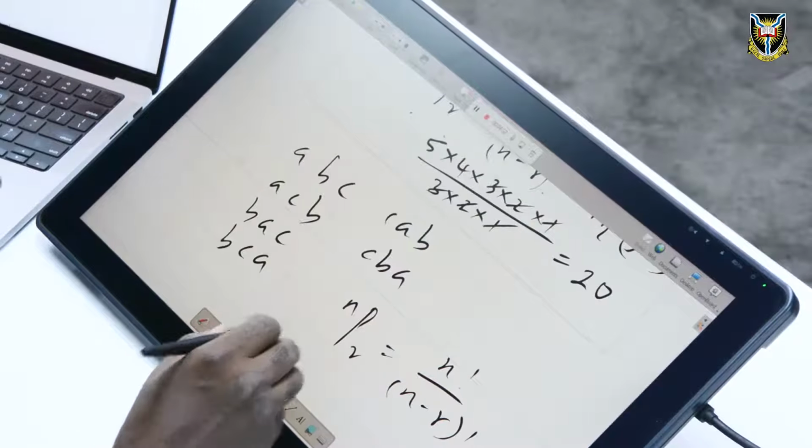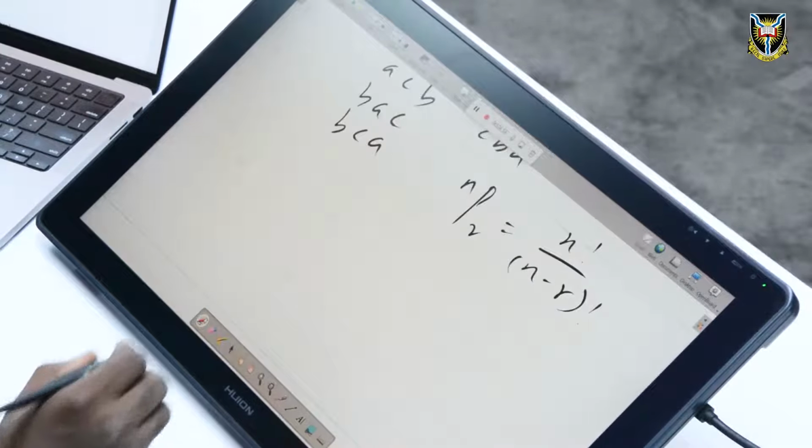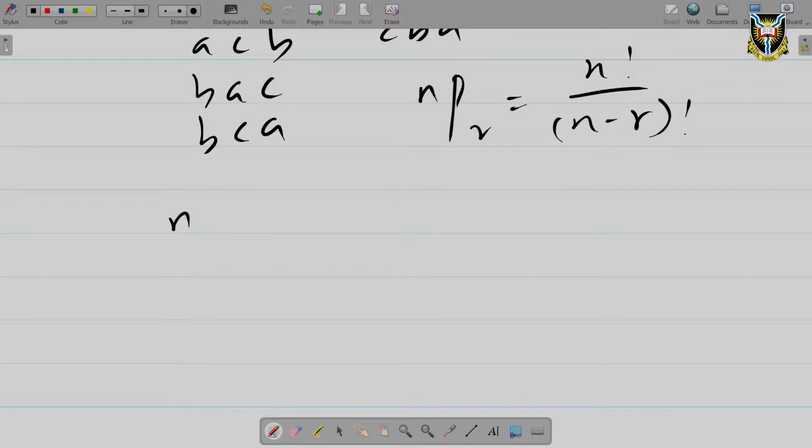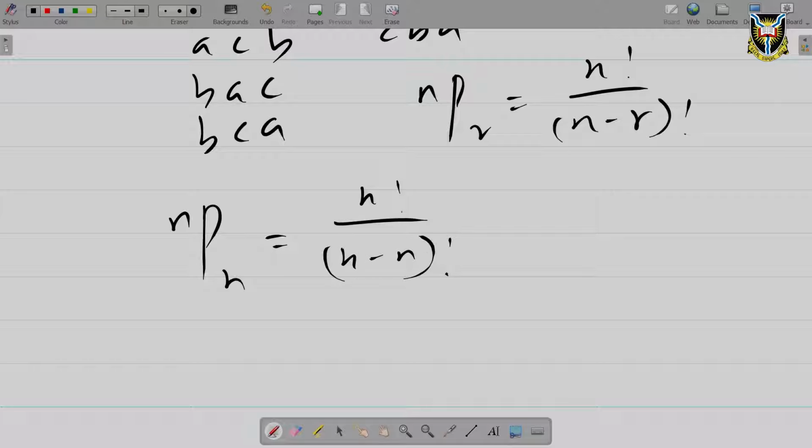And in looking at this, what is likely to be our result? This is talking about n permutation n. This is a special case of permutation that requires that we have n factorial divided by n minus n factorial. And this equals n factorial divided by 0 factorial, which equals n factorial. And why is this n factorial? It is n factorial because 0 factorial is equal to 1.